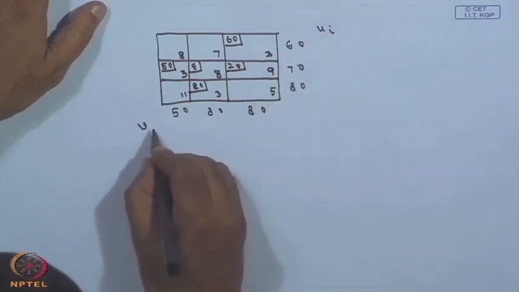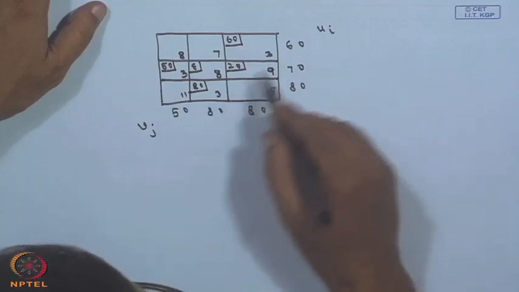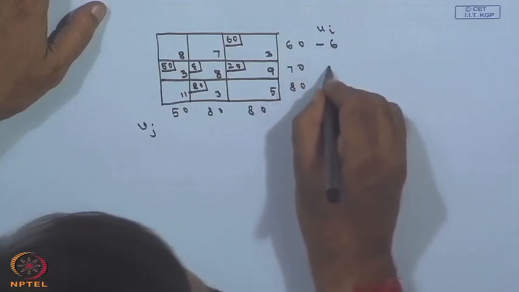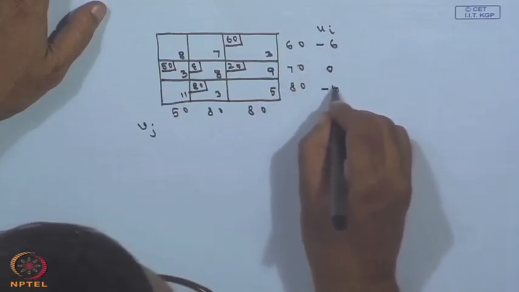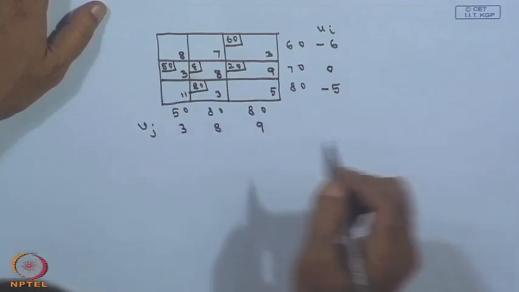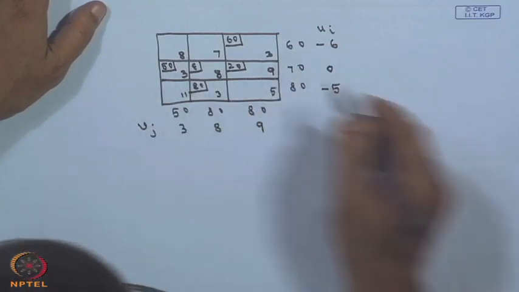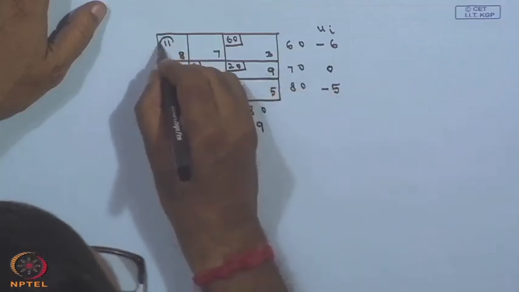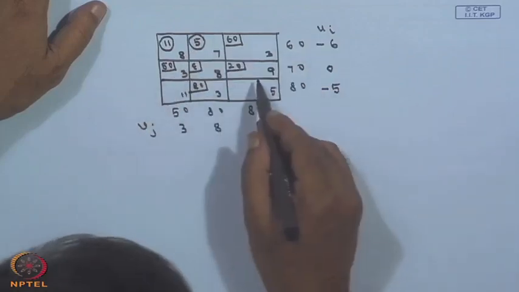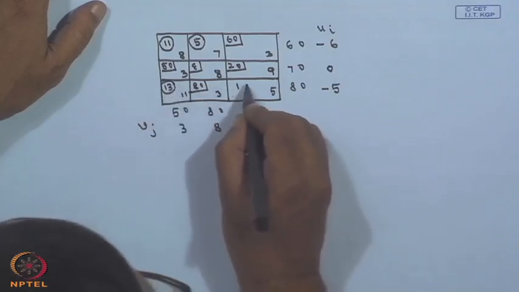Repeat the same process, that is calculate the ui plus vj for the occupied cells, using the formula cij equals ui plus vj for the occupied cells. So, if you calculate the values, you will get the values like this for ui: minus 6, 0, minus 5, whereas for vj it will be 3, 8, 9. Now, for unoccupied cells, you calculate delta ij, that is cij minus (ui plus vj). So, it is becoming 11. For this unoccupied cell, it will become 5, then all these are occupied. Here you are getting 13 and you are getting 1 over here.